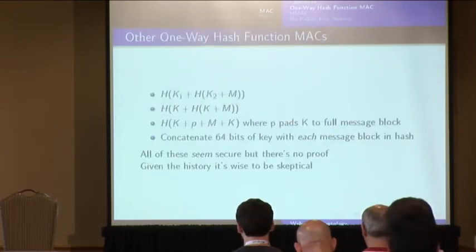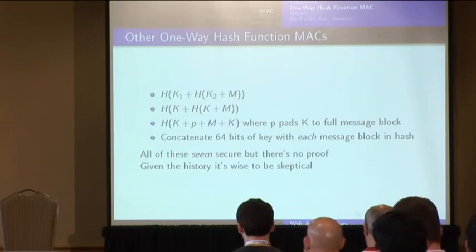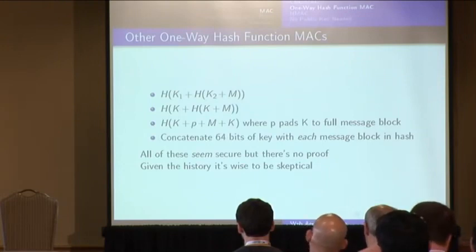Now, other one-way hash function MACs, a hash of one key plus a hash of another key plus the message. Yeah. We get the idea. Everyone wants to try and use a hash. The problem with them is that they seem secure, but there's really no proof. And we're sort of skeptical of it.